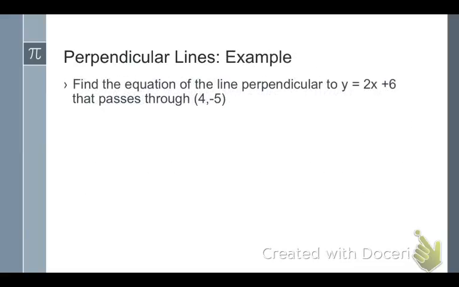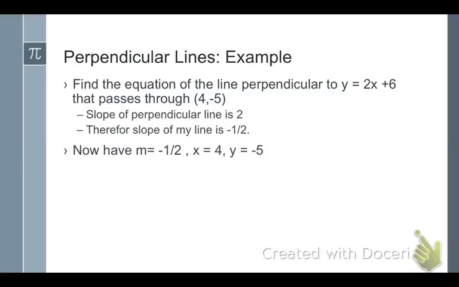y equals 2x plus 6 and passes through (4, -5). The slope of the perpendicular line is 2. Therefore, I spelled that wrong, but that's okay. You can understand what that means. The slope of my line is -1/2. I took 2/1, which was the slope I was given. I flip it, and I change the sign.